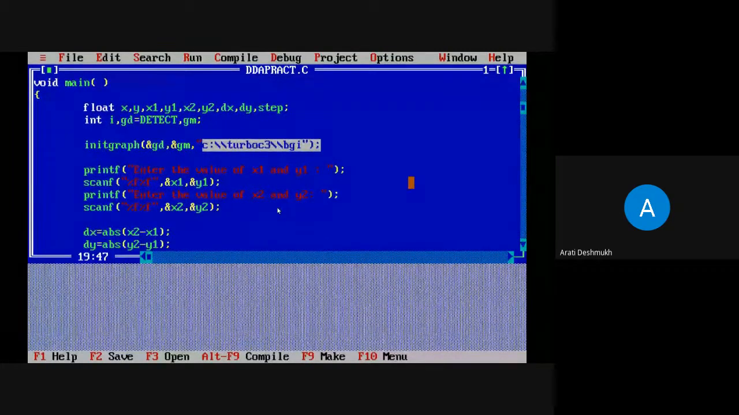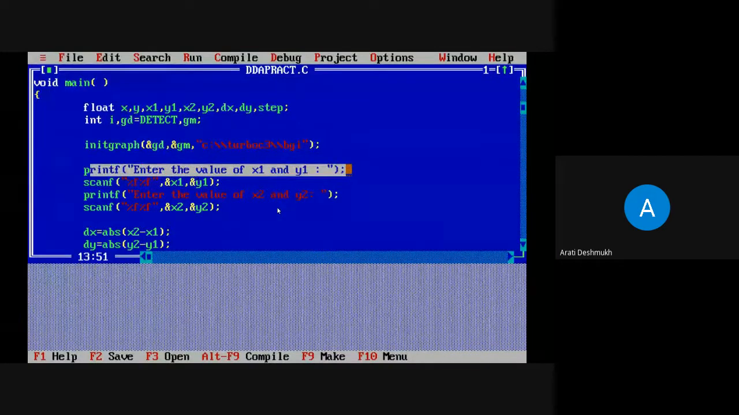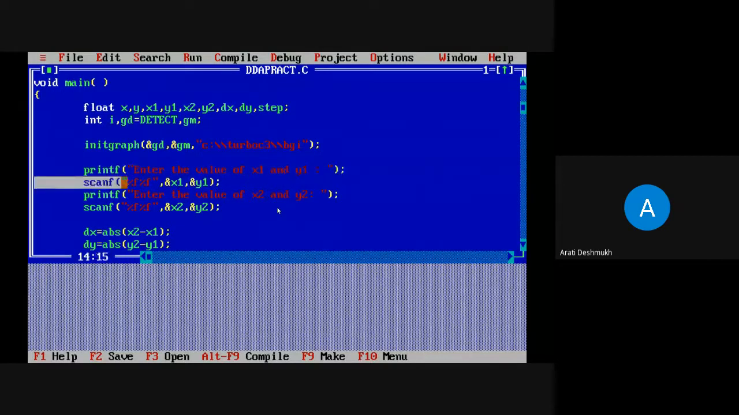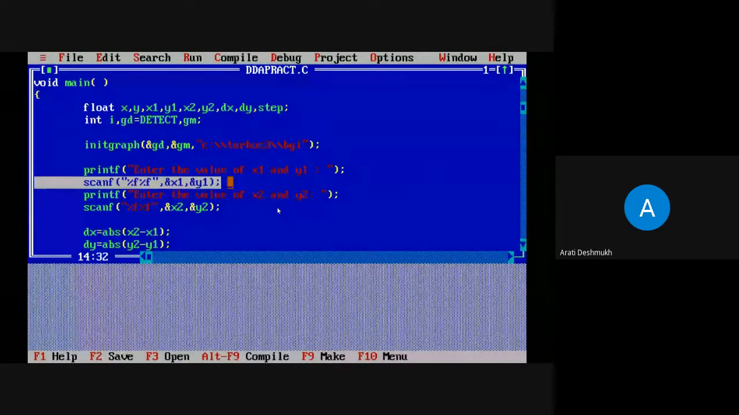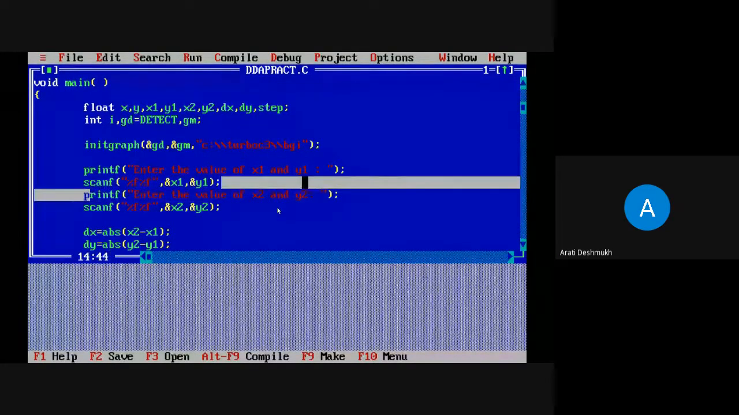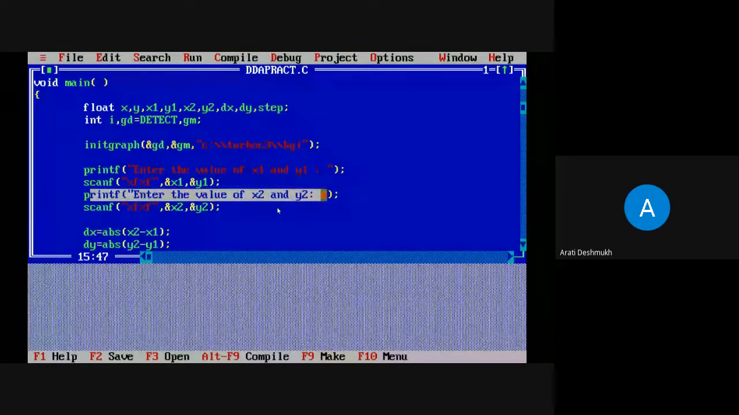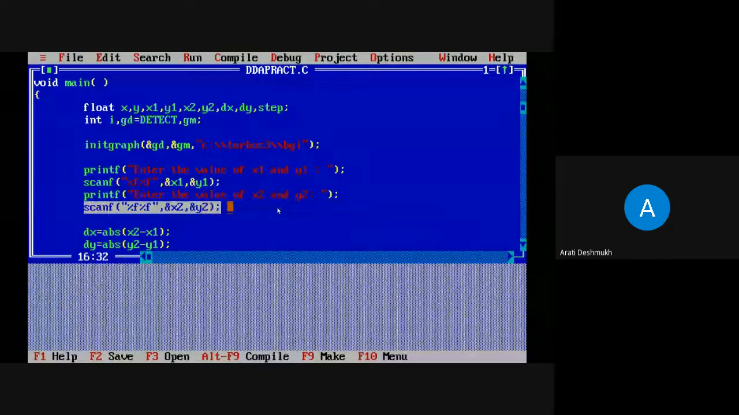Then we have to add two values, x1 and y1, which is the starting point of the line. The scanf function is used to get the values of x1 and y1 from the user. Then we enter the values of x2 and y2, which is the end point of the line.